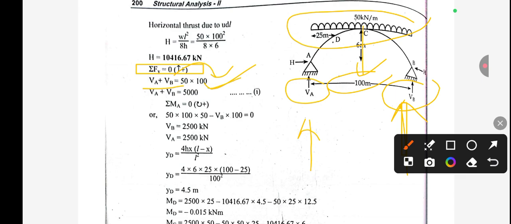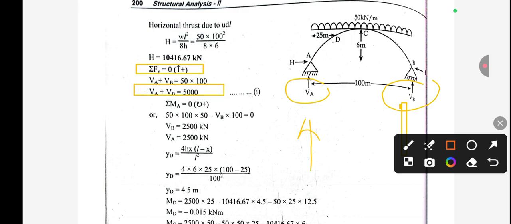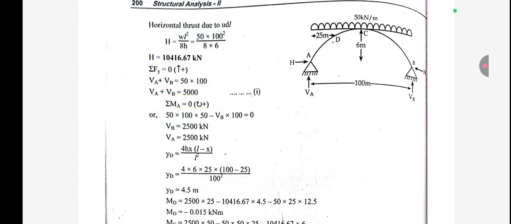So from here our equation will be VA plus VB equal to 50 into 100, which means 5000. Let us say this is equation number 1. Now if we take the moment about section A, we are going to take clockwise moment as positive.